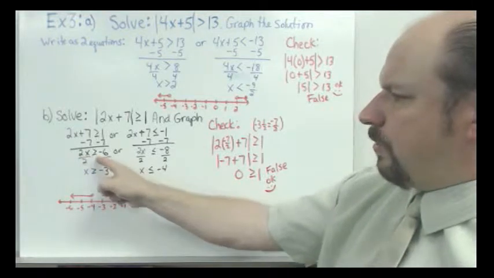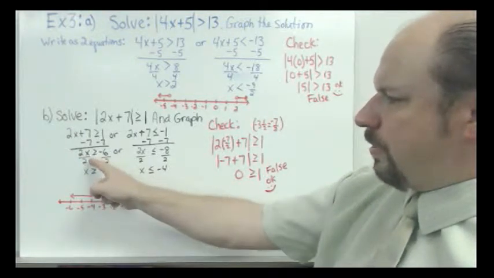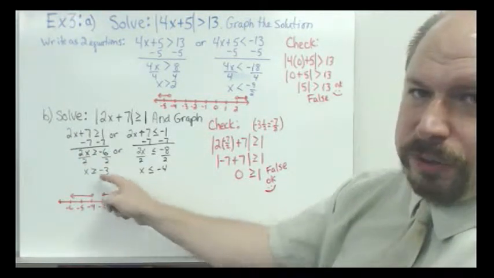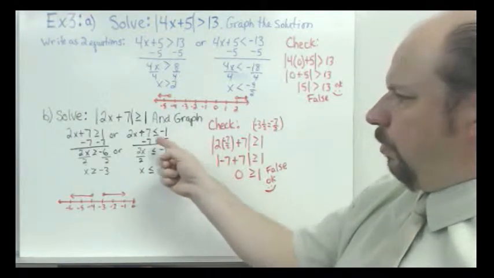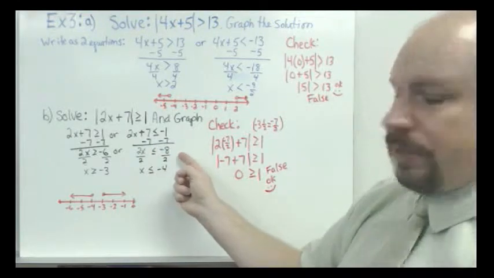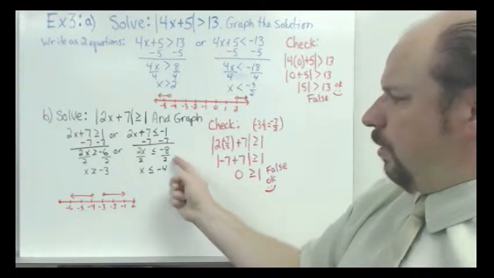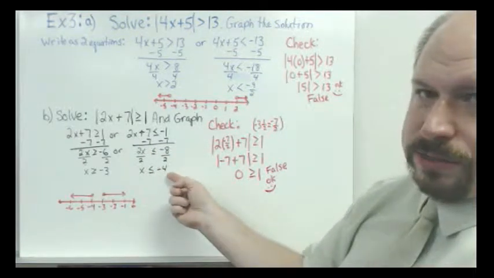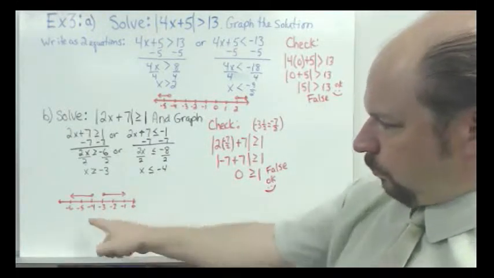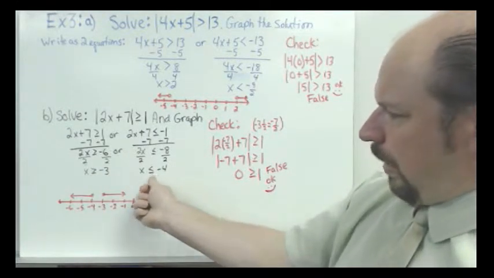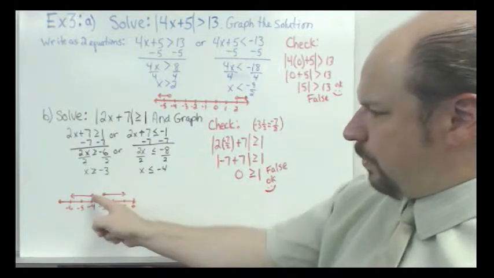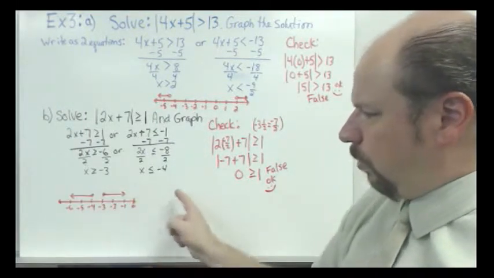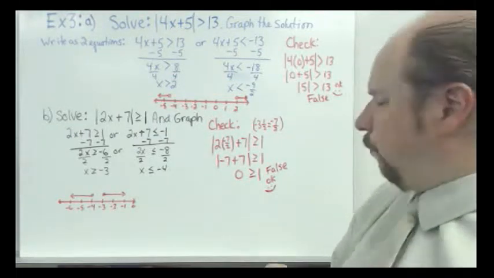We get 2x is greater than or equal to -6. Divide both sides by 2, we get x is greater than or equal to -3. And over here, subtracting 7, we get 2x is less than or equal to -8. Dividing by 2, we get x is less than or equal to -4. So since we have the equals on both of these, we go ahead and fill in the dots. Less than or equal to -4, greater than or equal to -3.